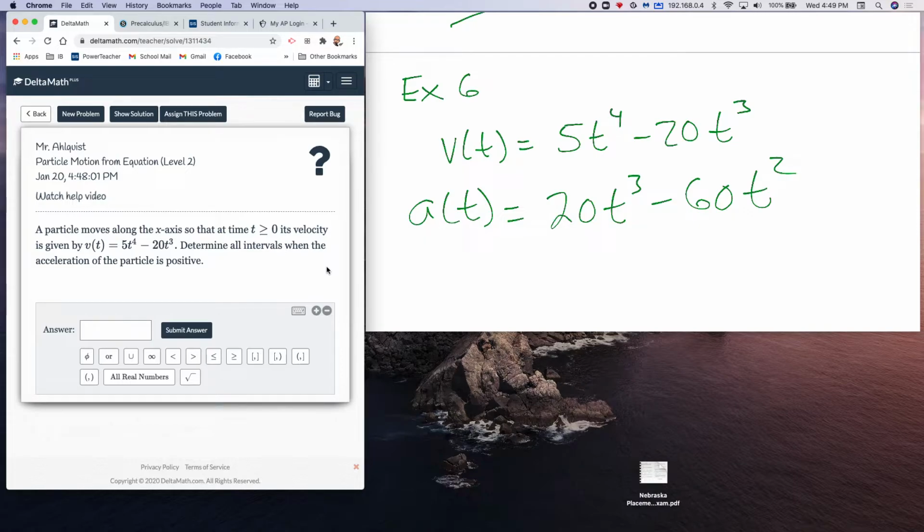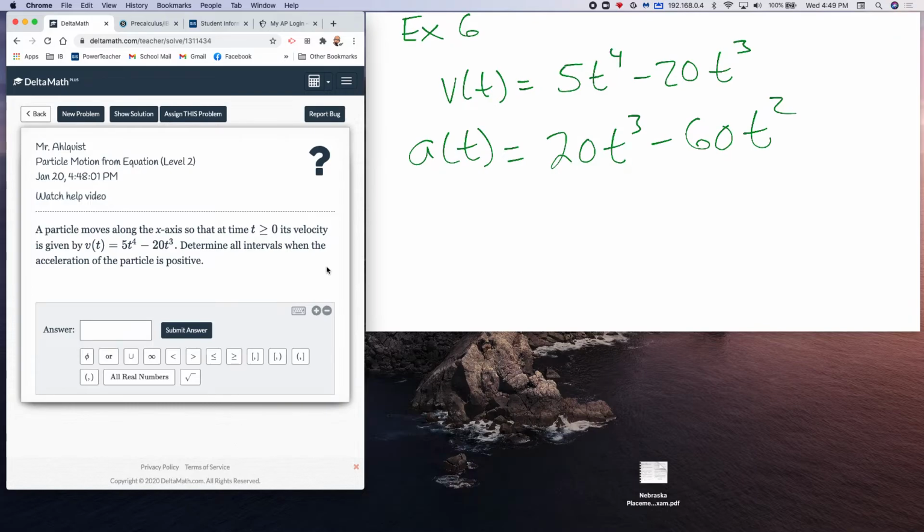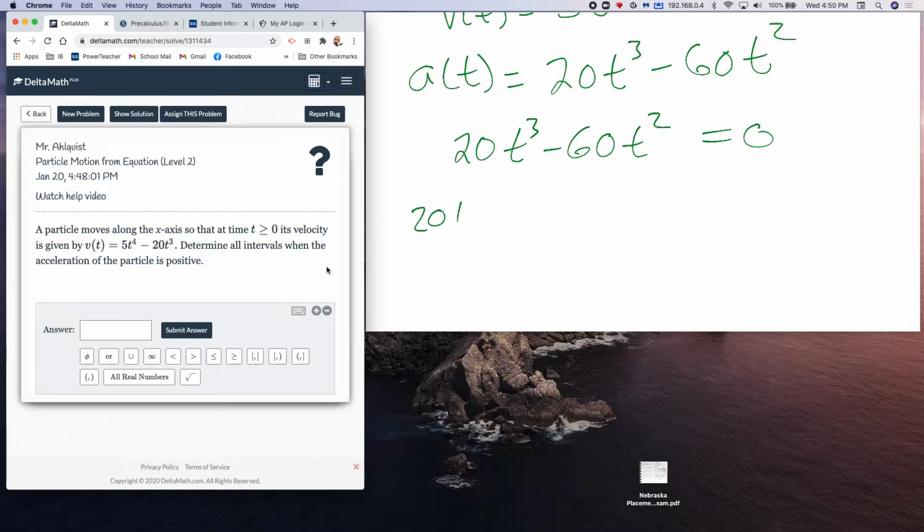So what we want to do is get our test intervals, similar to what we did when we were testing for increasing or decreasing. We've got to test whether this thing is positive or negative. So we need to figure out when 20t cubed minus 60t squared is equal to 0. Well, we're going to have to factor this. If we factor out 20t squared, we will have t minus 3 here. So that means the acceleration is going to be 0 when t equals 0 or 3. Those are our test intervals that we got to work with.